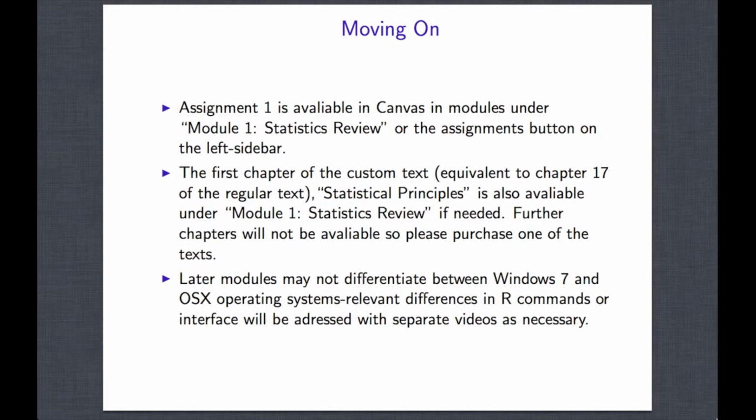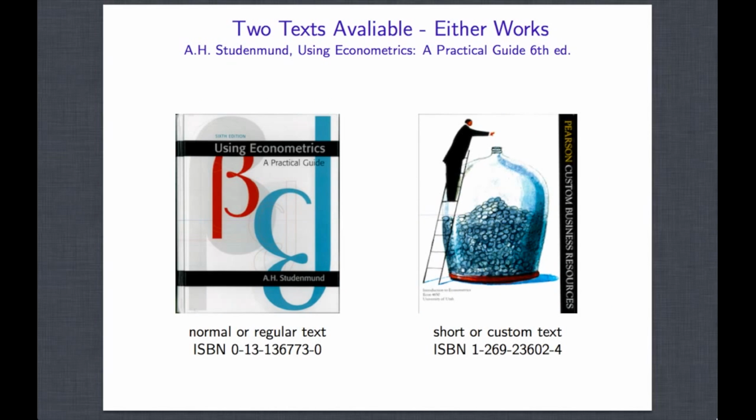So moving on, Assignment 1 is available in Canvas in Modules under Module 1, Statistics Review, or the Assignments button on the left sidebar. The first chapter of the custom text, which is equivalent to Chapter 17 of the regular text, entitled Statistical Principles, is also available under Module 1 if needed. Further chapters will not be available, so please purchase one of the texts. And later modules may not differentiate between Windows 7 and OS X operating systems, but if there are relevant differences in the R commands or interface, then we will address them by filming separate videos. So here's one more shot of the two texts that are available.